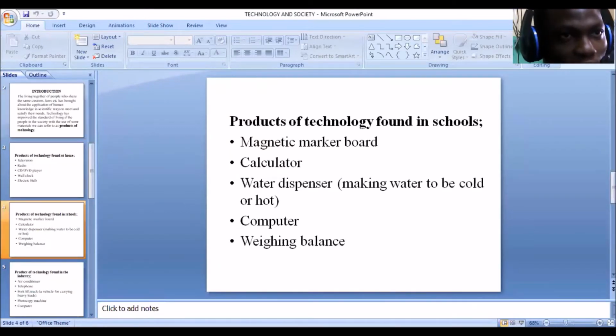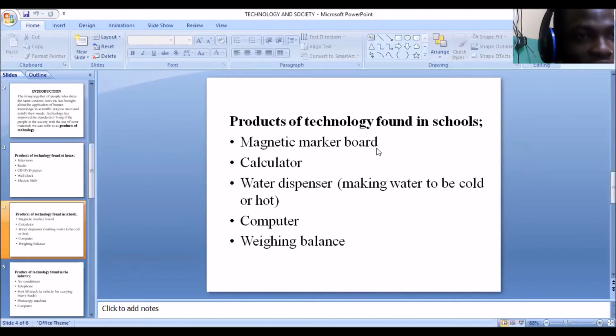So we're talking about the products of technology found in the schools. We have the magnetic marker board. If you know, then those days or previously, and I'm very sure most schools still use it.